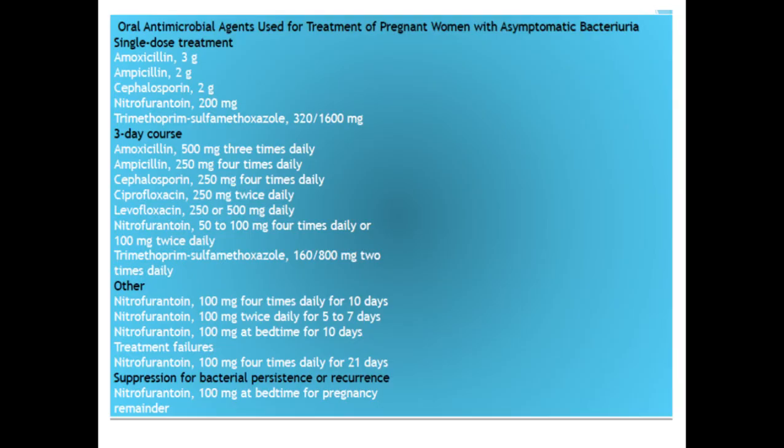And this graph shows the different protocols used for treatment of urinary tract infection in general in the pregnant female, and female with mainly asymptomatic bacteria. We may use single-dose treatment of amoxicillin 3 gram or ampicillin 2 gram. We may use cephalosporin 2 gram, nitrofurantoin 200 milligram, trimethoprim and sulfamethoxazole, which is cotrimoxazole. We may use a 3 days course using amoxicillin 5 milligram 3 times per day, or cephalosporin.